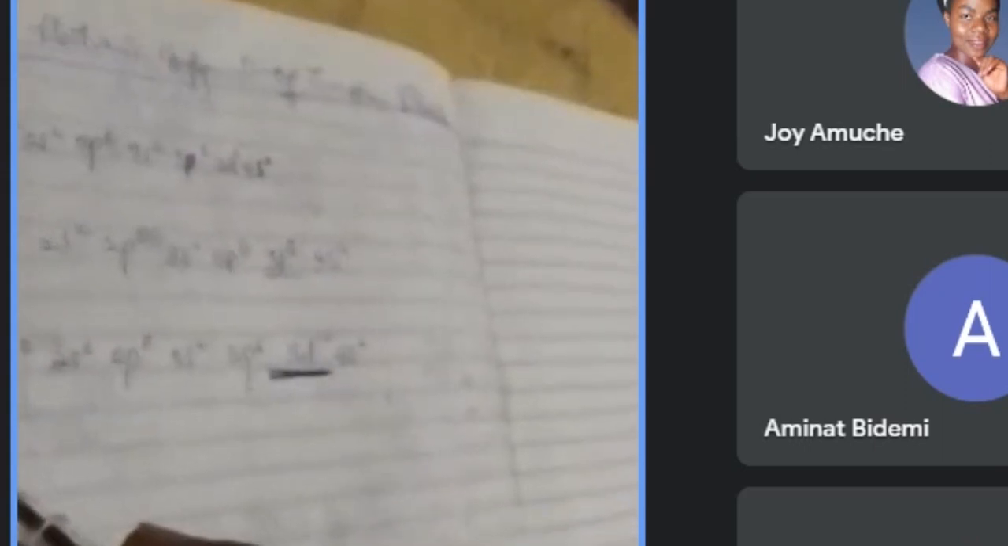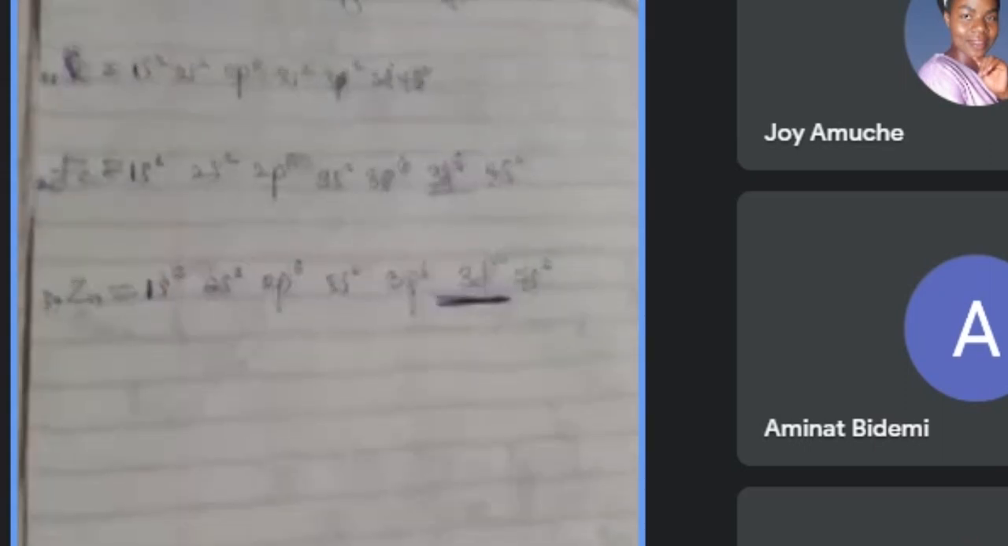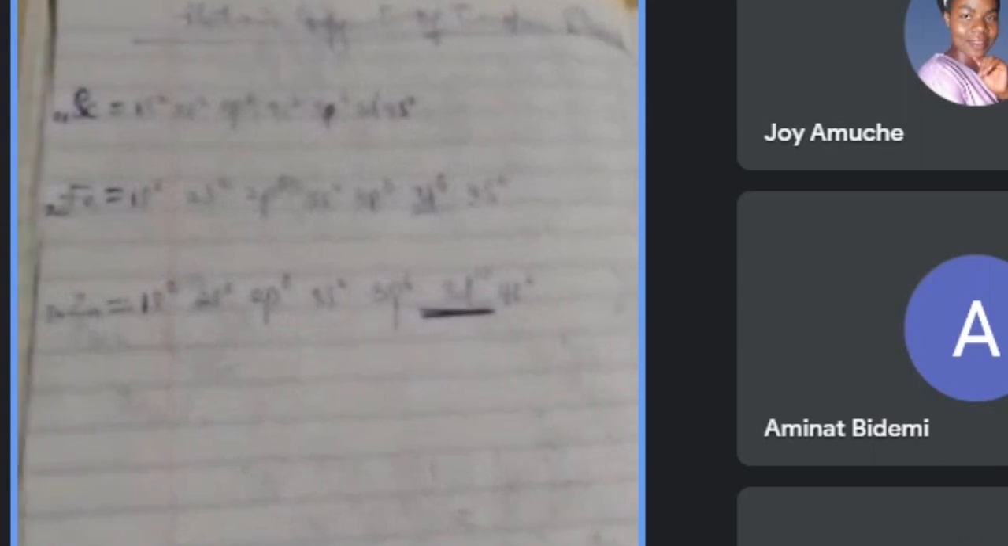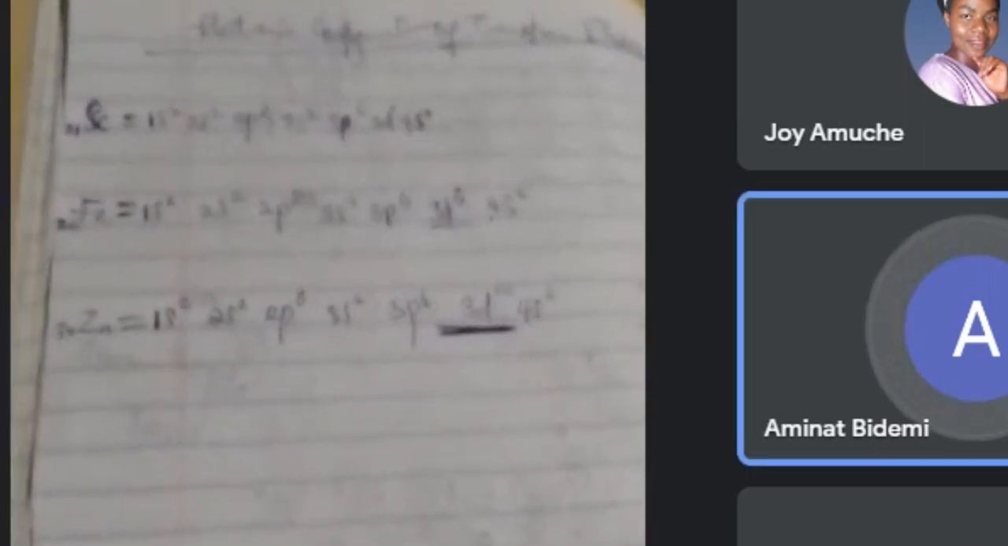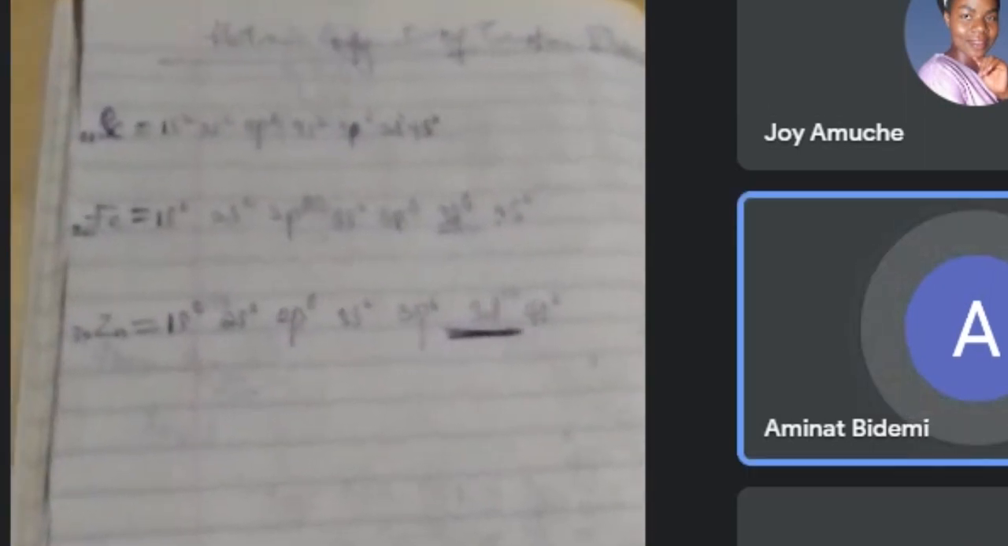Let's take one more out of the transition elements. One person should just write a transition element for me. Maybe one of the big transition elements. Don't make it too high.